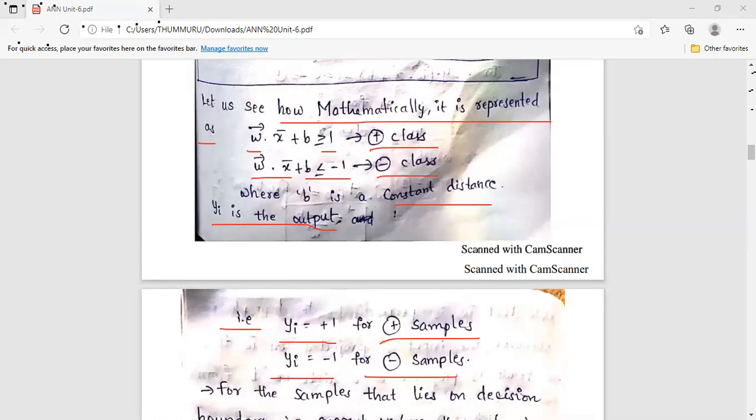So after calculating the total network by substituting the values, if it is greater than or equal to 1, then it is a positive class. Otherwise you can see it like this also. If the output of this network is +1, that is a positive sample. Otherwise that is a negative sample here. Okay, right.